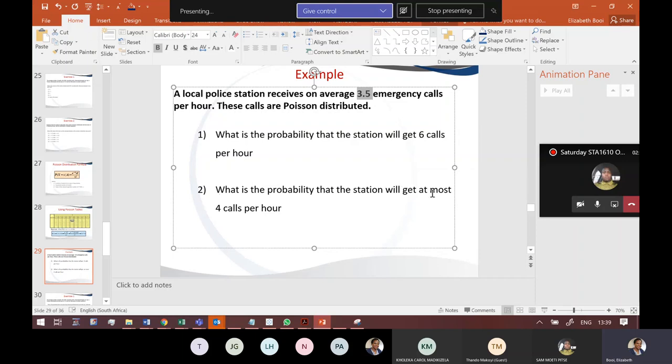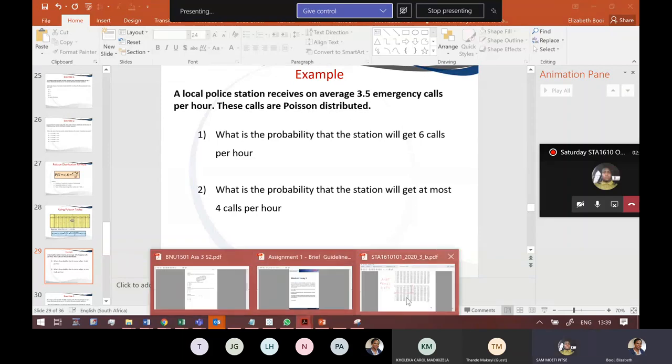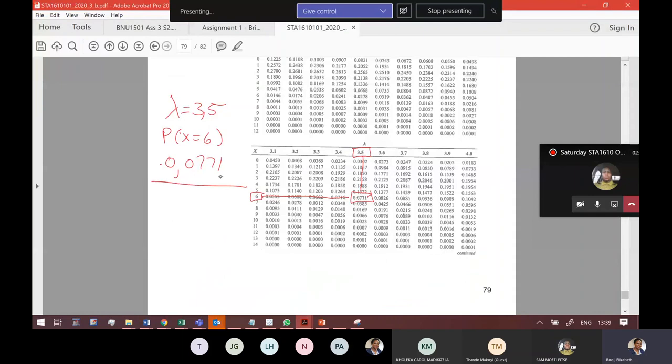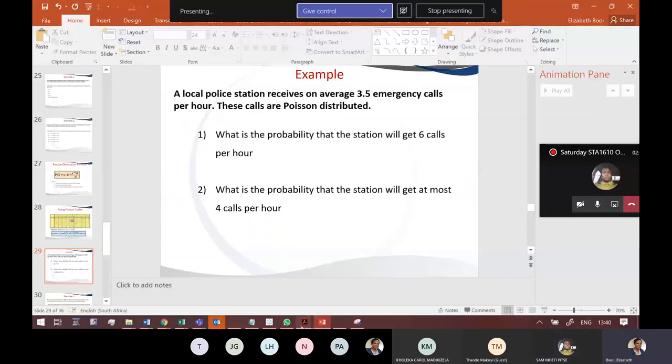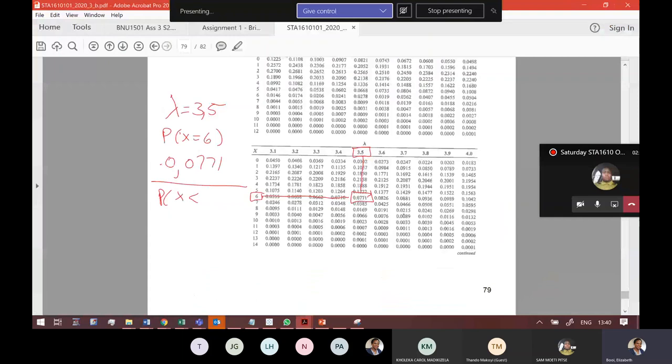What is the probability that the station will get at most 4 calls per hour? So this one says at most 4 calls per hour. And since it says at most, what is at most? If you can remember what we spoke about earlier, at most means less than or equal. So since we're looking for less than or equal, the lambda is still the same. The question asks, what is the probability that X is at most 4 calls received?